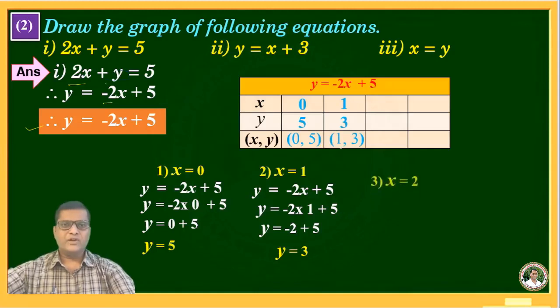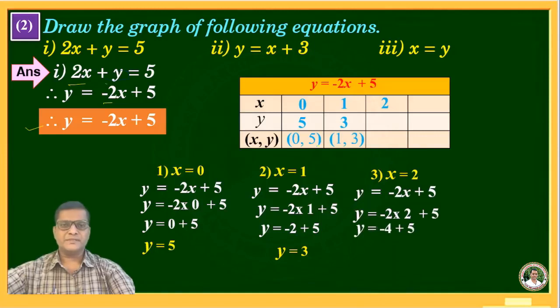If we take the value of x as 2, write this value in the table and then substitute x equal to 2 in the given equation. If we simplify this, then we will get the value of y is 1. Write that value of y is 1 in the table. Then the coordinates of the point are (2, 1).